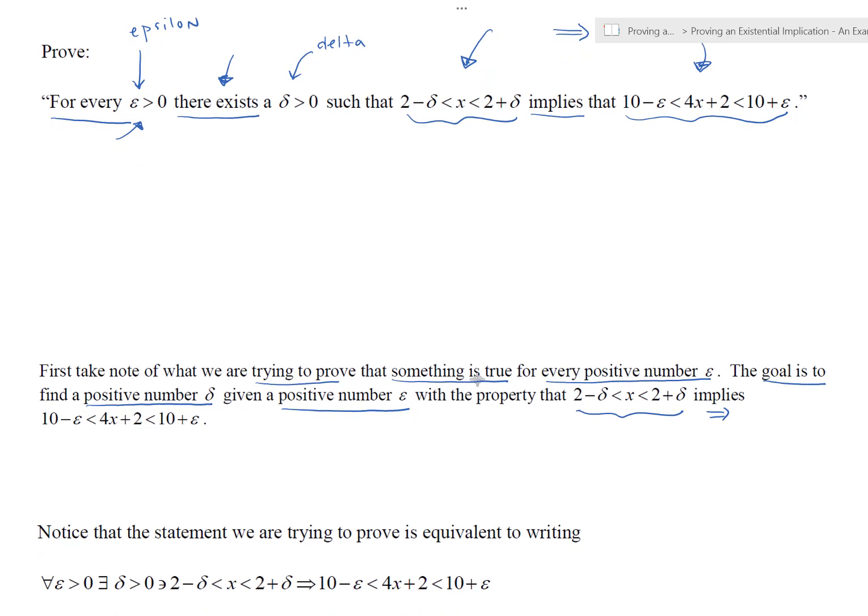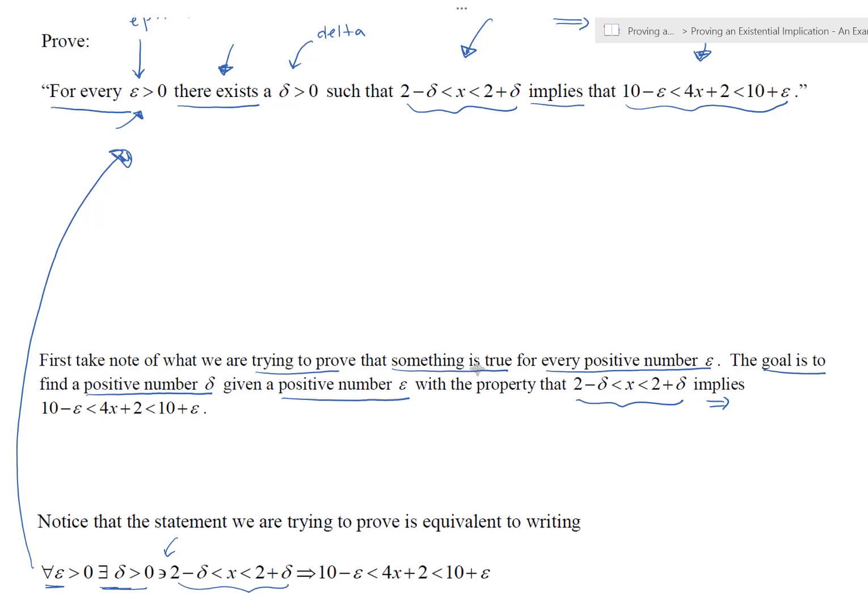Now, in symbols, using quantifiers and whatnot, we could rewrite this statement. Remember the statement right up there, that whole statement. For every epsilon bigger than 0, there exists a delta bigger than 0, remember these symbols, such that 2 minus delta less than x less than 2 plus delta implies that 10 minus epsilon less than 4x plus 2 less than 10 plus epsilon. It does look a lot more fancy, and we like to write out the symbols because when we actually go write the proof, as we're going to do in a bit, it's just cleaner. But you could use words if you really wanted.